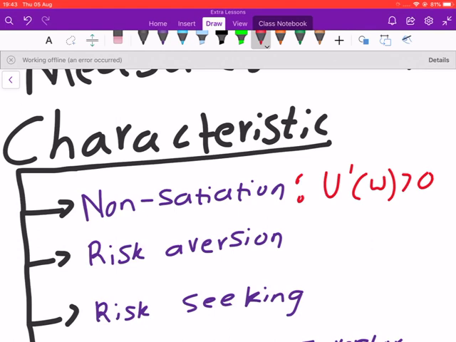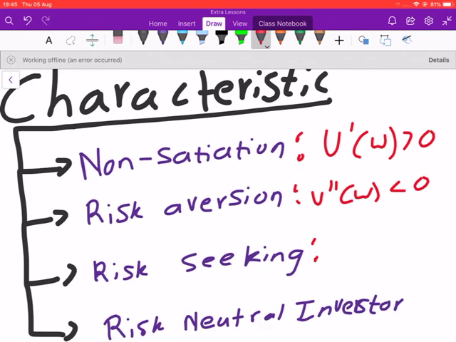The next characteristic we are going to learn is dependent on an individual. This one is for investors who are risk averse. If an investor is risk averse, it simply means that the second derivative of their utility of wealth is going to be less than 0, right? Meaning that they will reject a fair gamble. And if our investor is risk seeking, it simply means that the second derivative of their utility of wealth is going to be greater than 0.